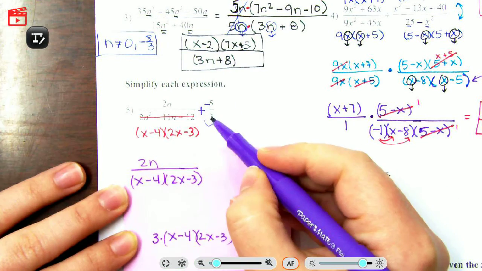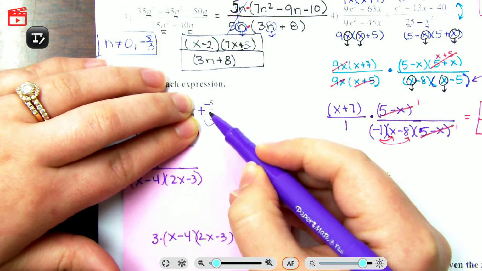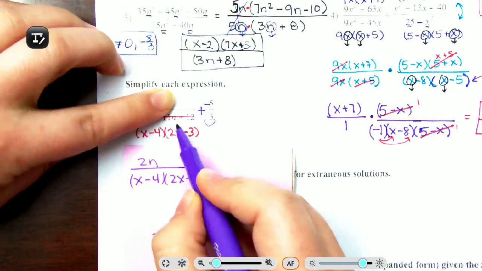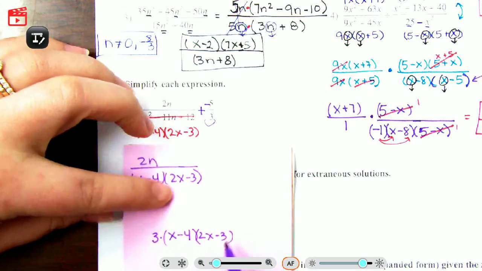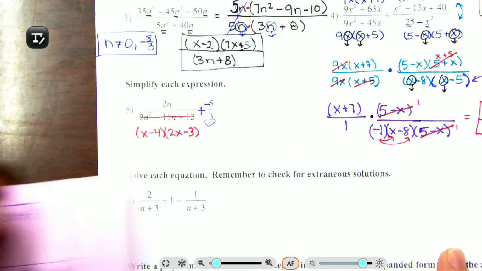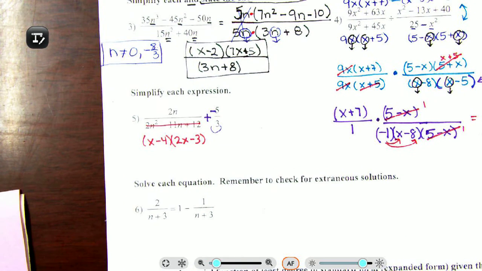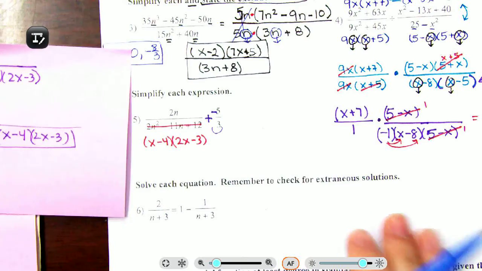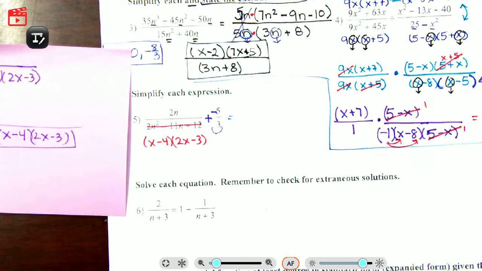And then I'm looking at this guy. This is only a 3. So what is it missing that this denominator has? Well, it's missing an x minus 4 and a 2x minus 3. So your common denominator has to be this guy here. Okay, so once you've identified what your common denominator must be, then you have to multiply your fractions in order to make it work. So what I mean by that is, let me draw a little line here so I know these are separate.